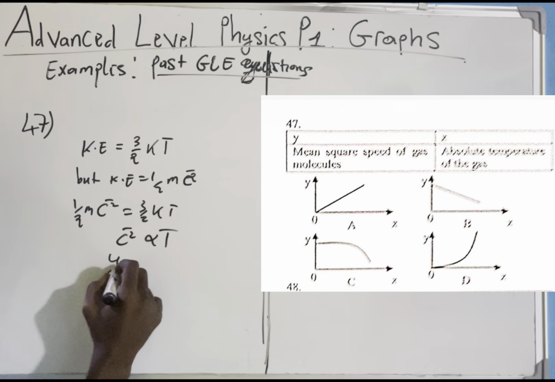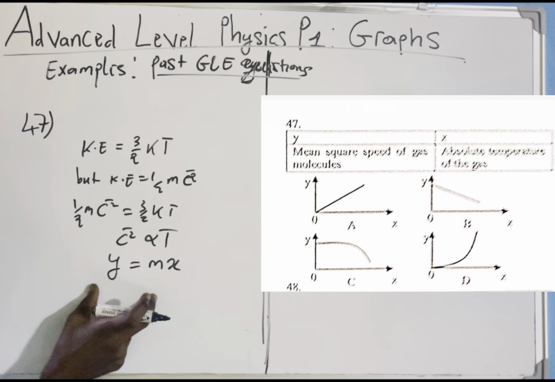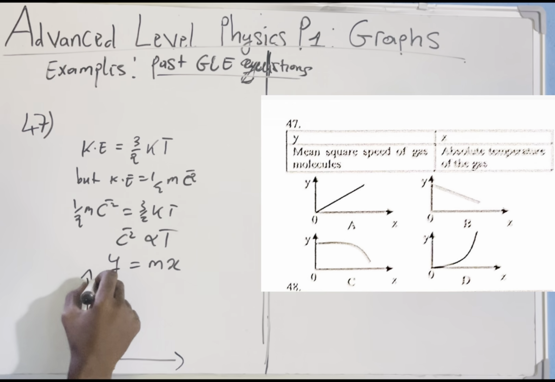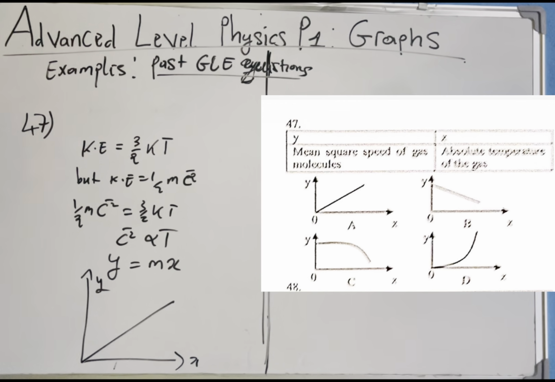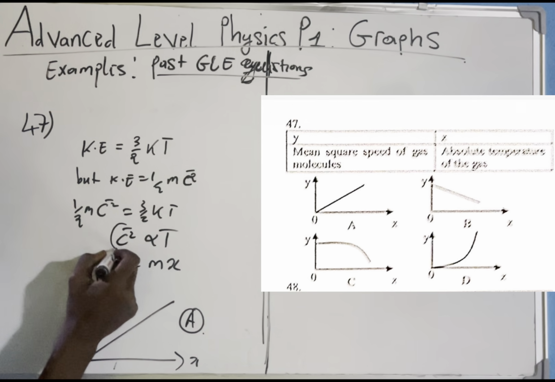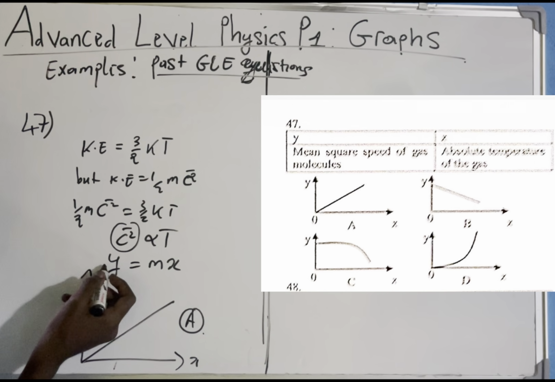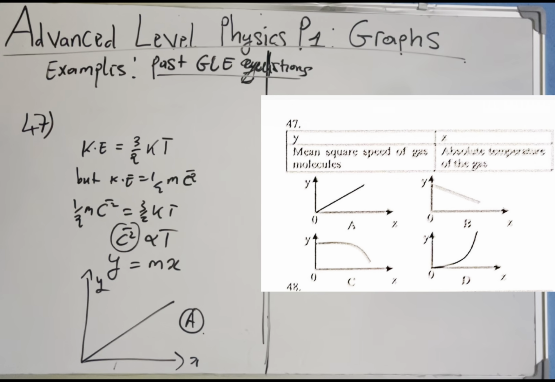It's exactly as the equation y equals mx. And we all know that the equation y equals mx should have a graph going like this. It's a straight line graph starting from the origin. So from there, making our best answer to be A. As easy as that. How do you understand it? It means that this variable, which is the mean square speed, is proportional to T. It's a direct proportion. And we all know that the graph for the proportion y equals mx is a straight line passing through the origin.